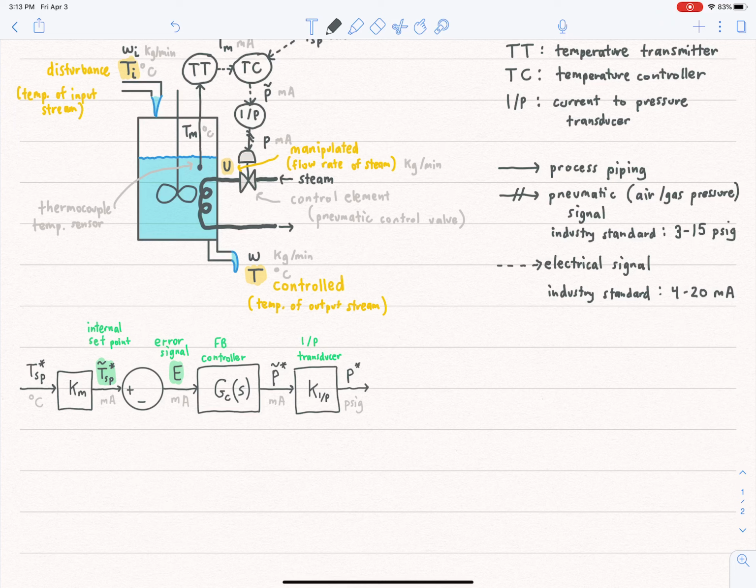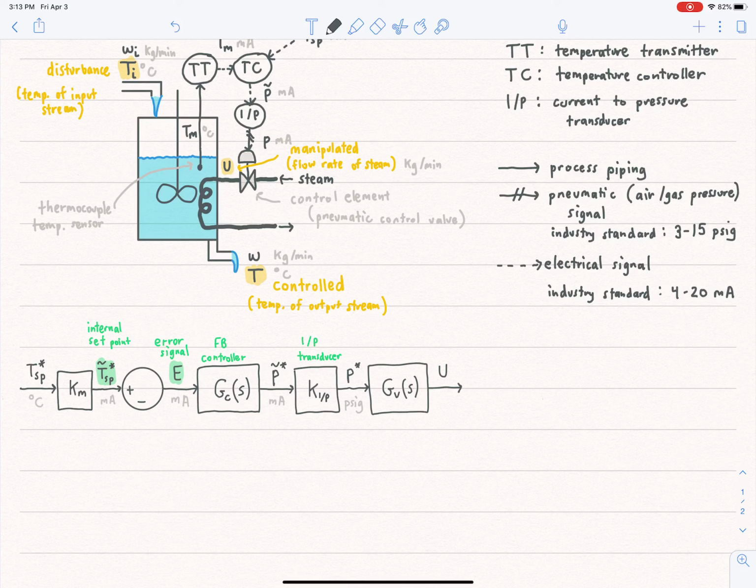And interestingly, control valves often have dynamics. They don't respond immediately. Usually we can neglect them, but I'll keep the dynamics here just in case. So it's not just a gain. This is how the control valve responds to a certain pressure and how that changes the flow rate. And that can often be quite complicated, but usually this is just a pure gain and it's a scaling factor.